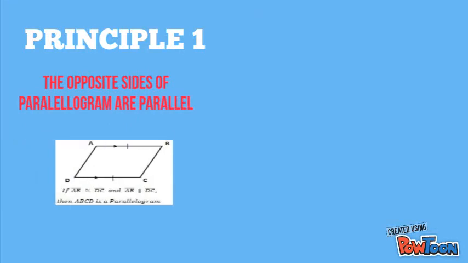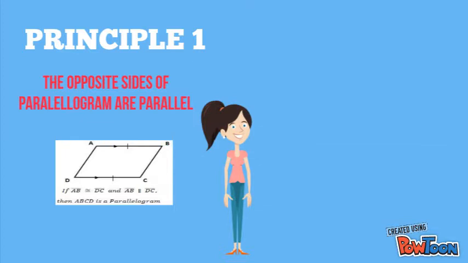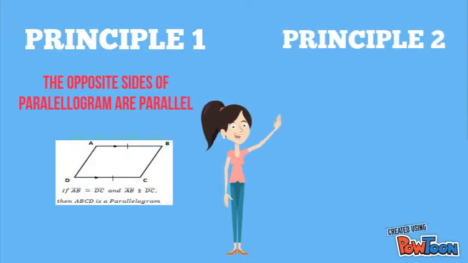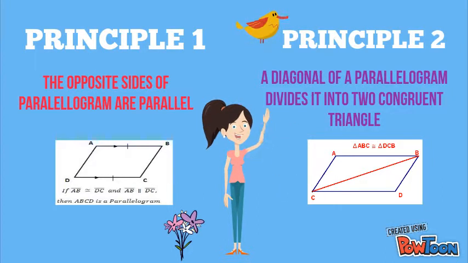Principle 1. The opposite sides of a parallelogram are parallel. For example, line AB is parallel to line DC and line AD is parallel to line BC. Principle 2. A diagonal of a parallelogram divides it into two congruent triangles. For example, triangle ABC is congruent to triangle DBC.